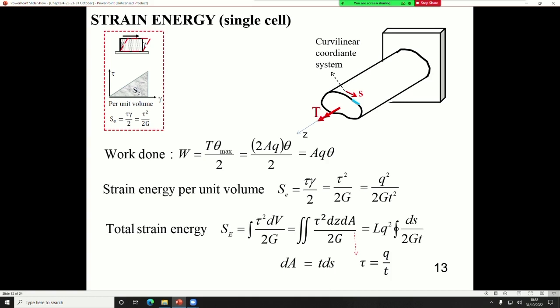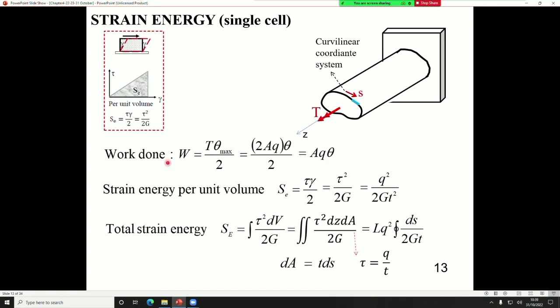But look at the loop integral. If I'm using the curvilinear coordinate system, I start from a point on the section, and because it's a closed section, single cell, I end up at the same position. So in this equation here, we have a loop integral. It's not an open section, it's a closed section. So if I convert this triple integral to a double integral, then to a single integral, I end up with this loop integral. So the bottom equation gives us the total energy stored, which is coming from this equation here.